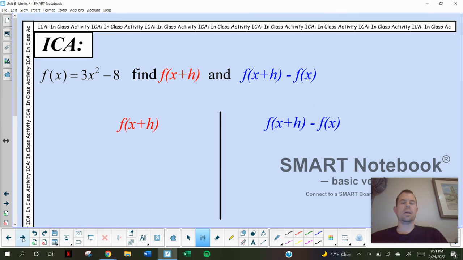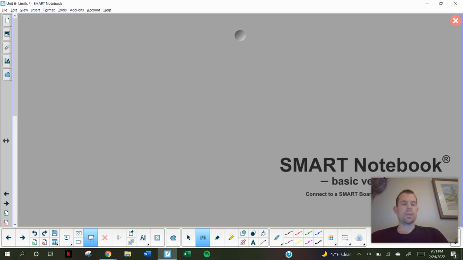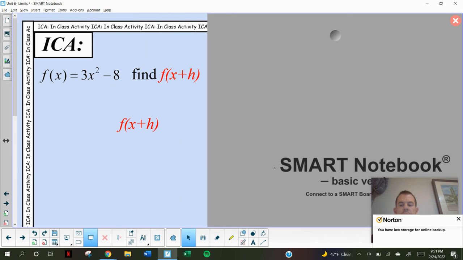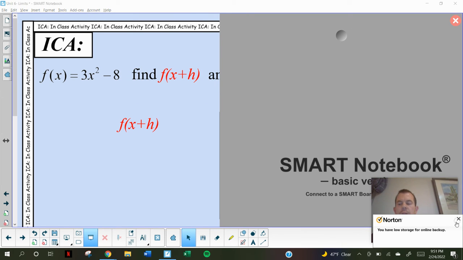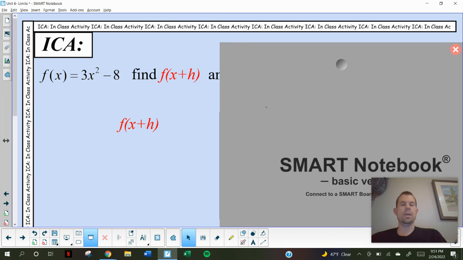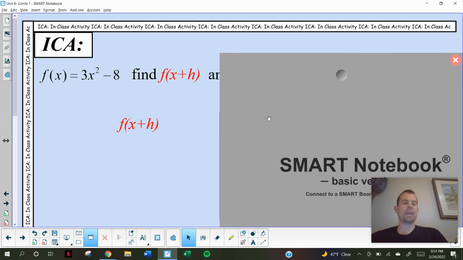All right, next, I have a new function for you. Let's just focus on the first question. Let's just find f of x plus h again, but I want you to notice how this problem is just a little bit more difficult. This time, instead of 3x minus 8, which was very similar to the last slide, I have 3x, and we need to square it.